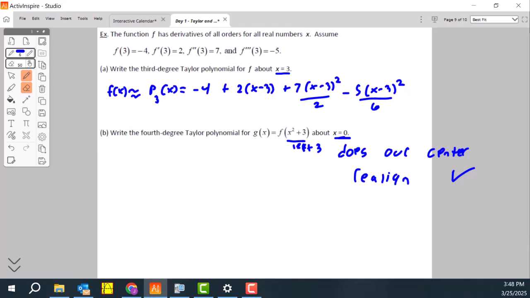So now it just becomes a problem of plugging in x squared plus 3 into the equation. So g of x is going to be approximately this new polynomial, and we already named this polynomial up here p, so we'll call this one t. And we know this is equal to f of x squared plus 3, and we're just going to plug x squared plus 3 into each of the x's. So we have negative 4, 2 times x squared plus 3 minus 3. Well, the plus 3 minus 3 will cancel, so it just becomes x squared. And that's going to happen to every single one of these.